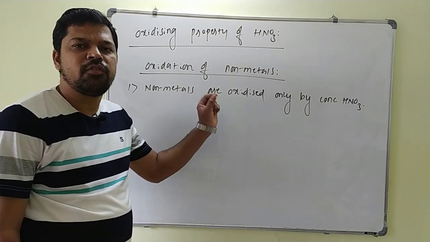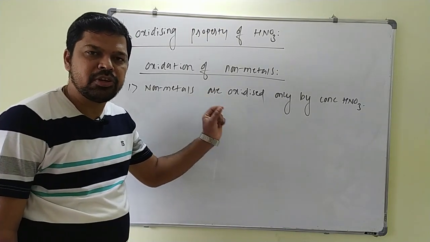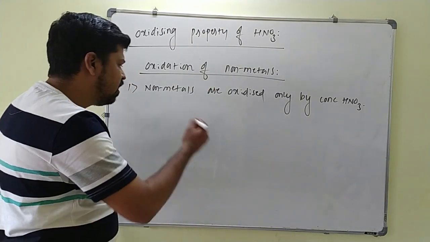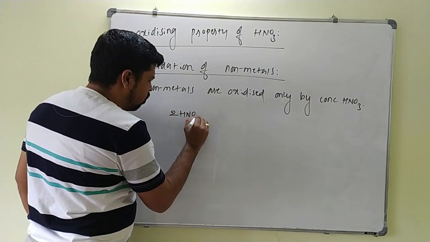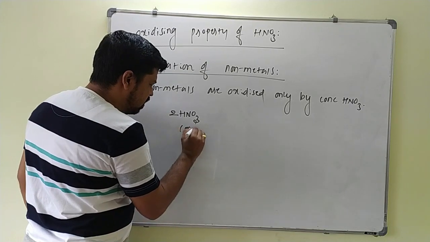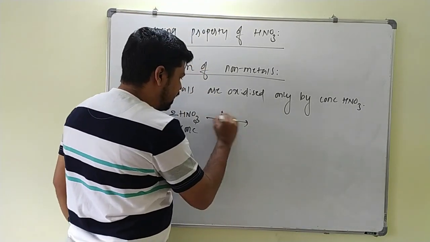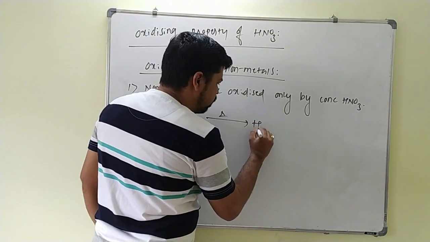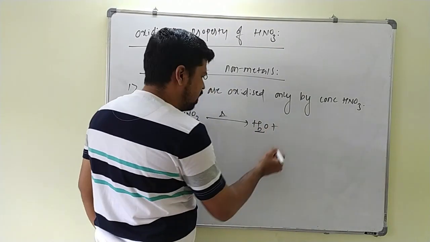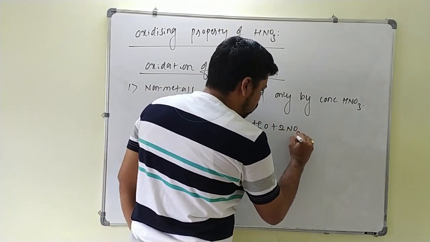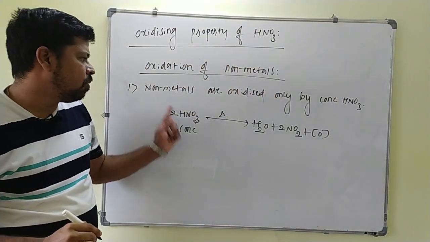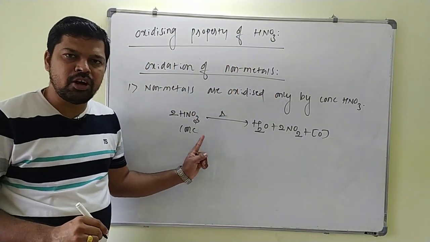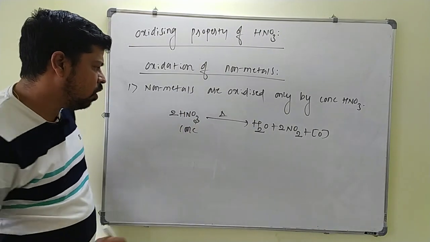For the oxidation of non-metals, you have to use what? The decomposition of concentrated HNO3 only. Everywhere, you have to use 2 times of HNO3. This on heating, being concentrated, gives water molecule plus 2 times of NO2 plus nascent oxygen. So for the oxidation of non-metals, you have to use only this decomposition reaction for all the non-metals.